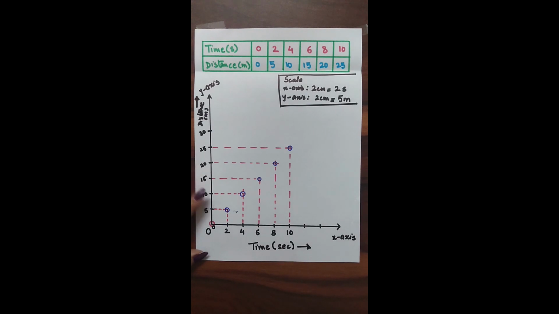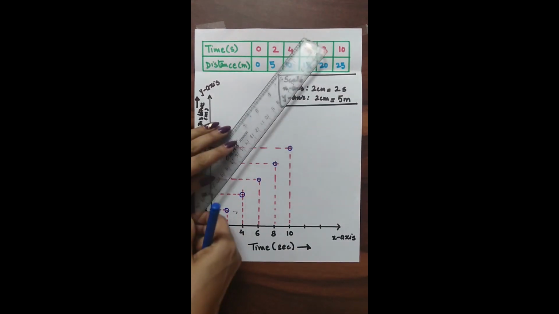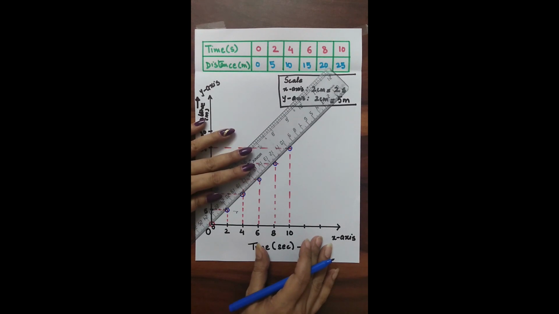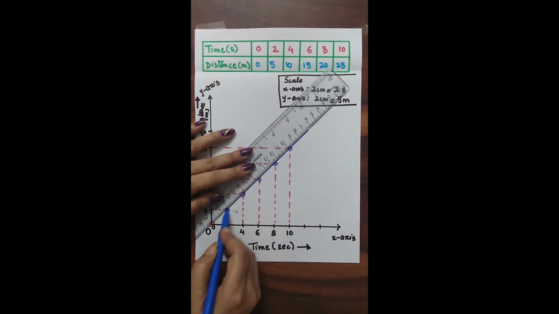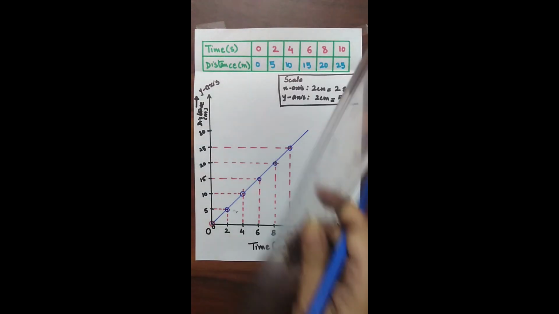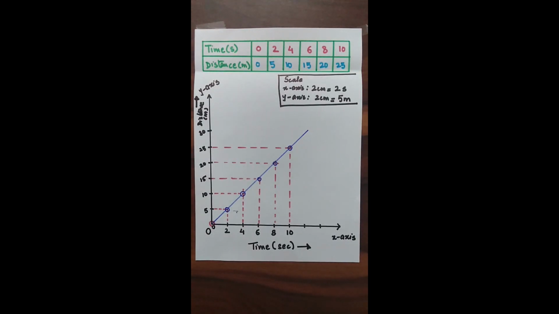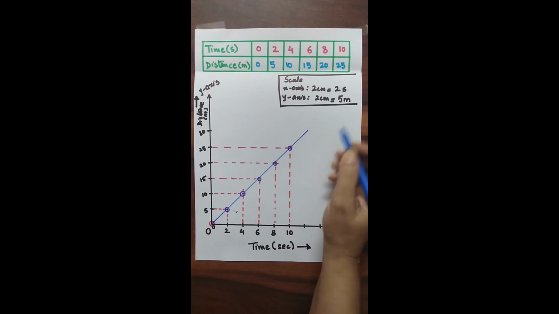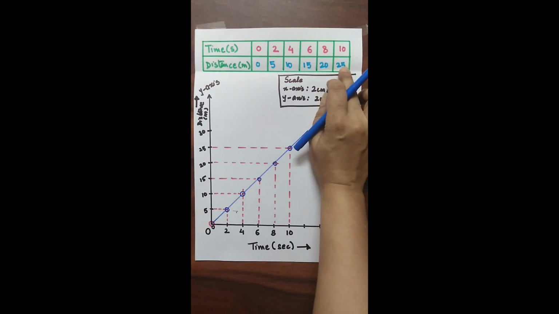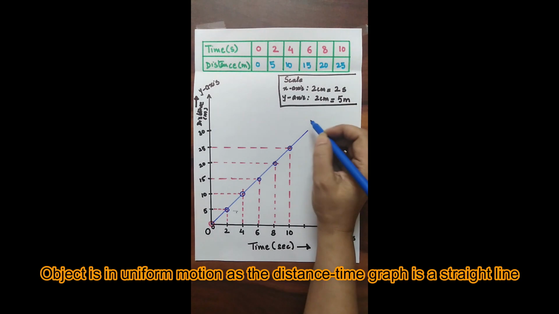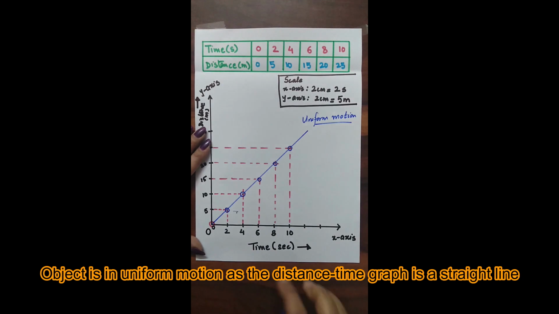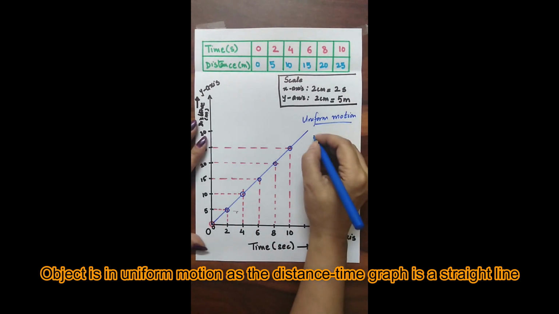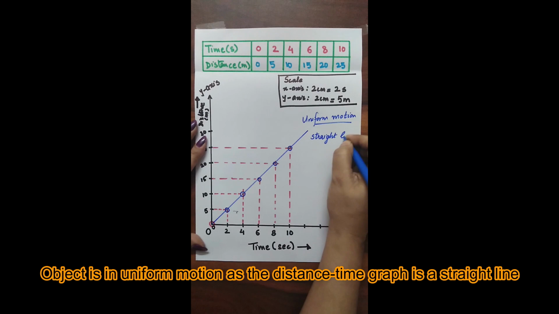Now the last step is that using the scale you have to join these points, and we find that all these points lie on a straight line. So I am getting a straight line after joining all these points. So this particular object for which the data has been given is having uniform motion, as the distance-time graph for this is a straight line.